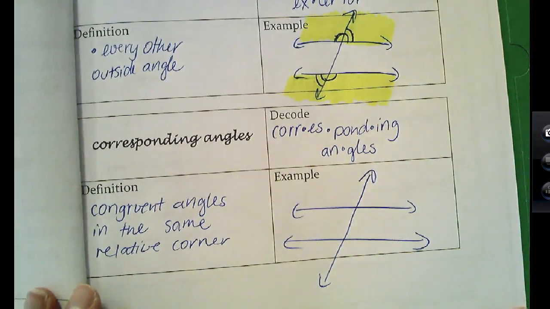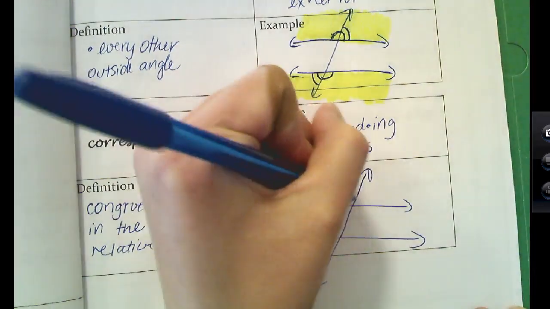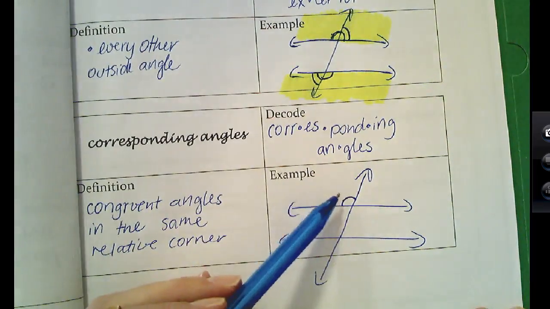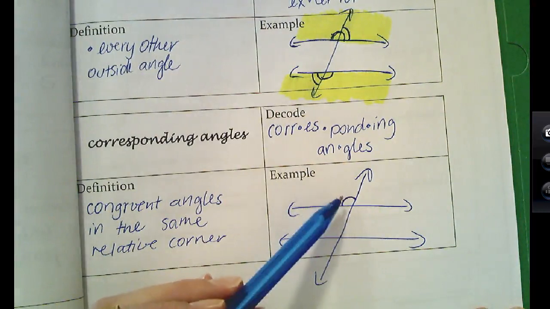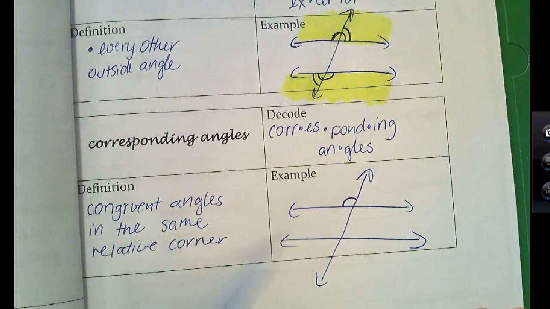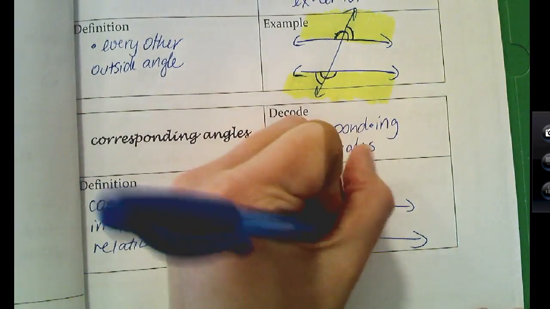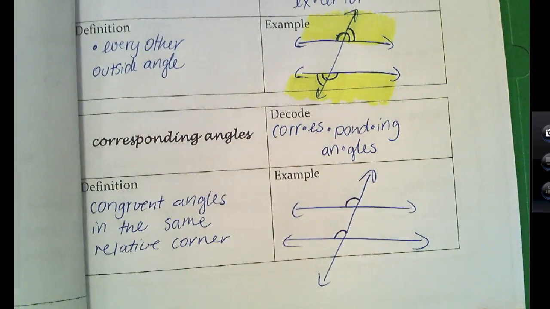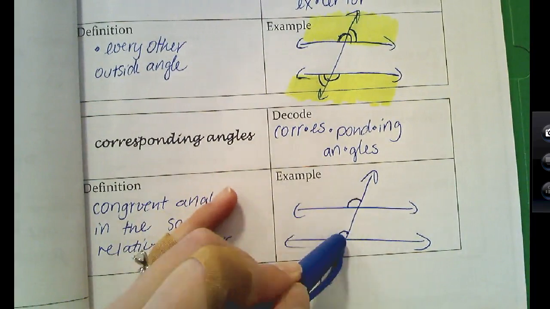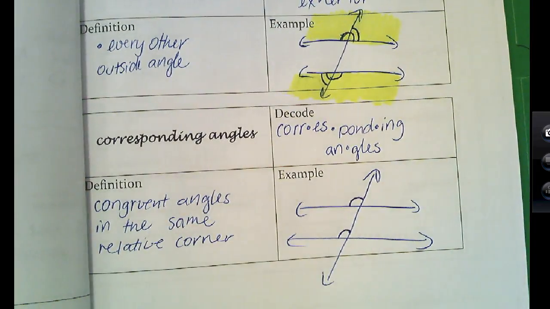So in our diagram over here, I want you guys to put one congruency mark in the upper left-hand corner. Do you see how I'm in the upper left-hand corner of this intersection? When I say they're in the same relative corner, if I'm in the upper left-hand corner here, I'm going to go to the upper left-hand corner here, and those two angles are congruent to each other. Both of those are in the upper left-hand corner, in the same relative corner. They are congruent to each other.